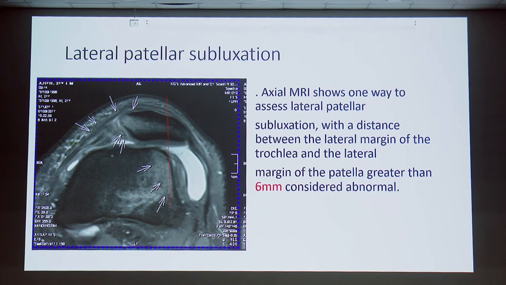And lateral subluxation of the patella. It is very simple. You can see that here we can draw one line, the distance between the lateral margin of the trochlea to the lateral margin of the patella.